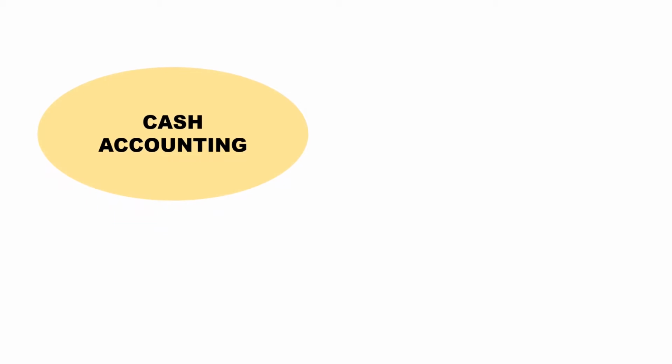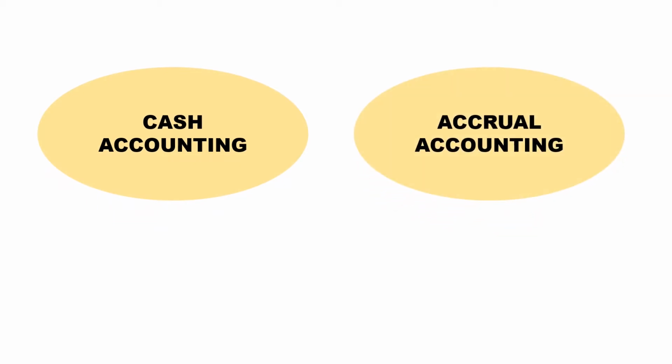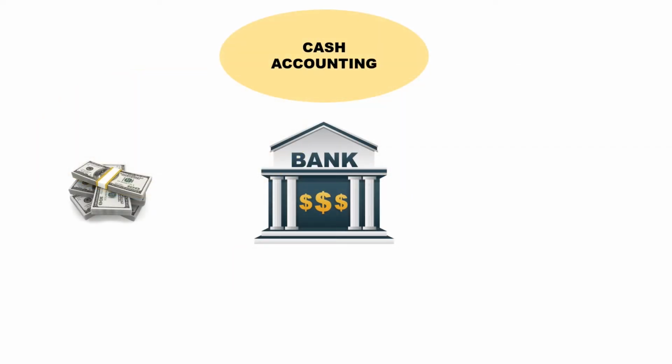In this video, I will be covering the two accounting methods. The two accounting methods are cash accounting and accrual accounting. The main difference between these two methods is the timing in which transactions are recorded. Cash accounting records transactions exactly when the cash enters or leaves the bank account.